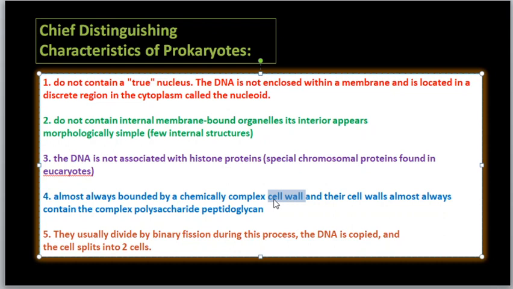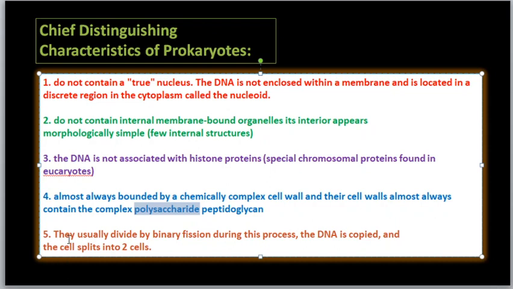Now, the same with plant cells, your prokaryotic cells also contain a chemically complex cell wall, okay? And their cell wall almost always contain the complex polysaccharide peptidoglycan. So, yan, bacterial cells always contain your peptidoglycan. So when you say polysaccharide, what does it mean? It means that it is composed of what? Many units of sugar, okay? Polysaccharide, this is a topic in your biochemistry. So I know meron na kayong background dyan.